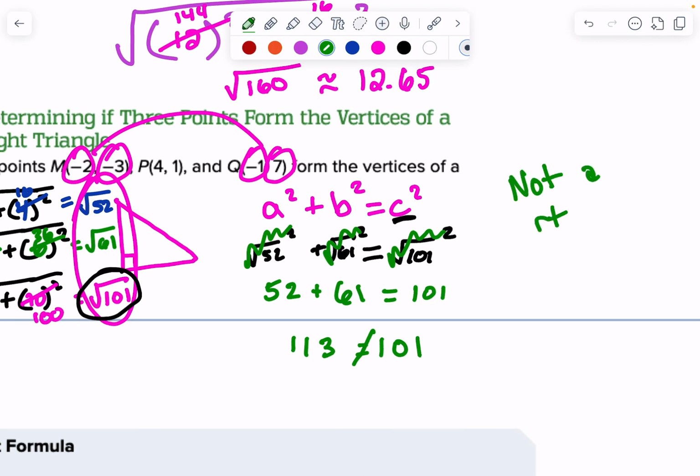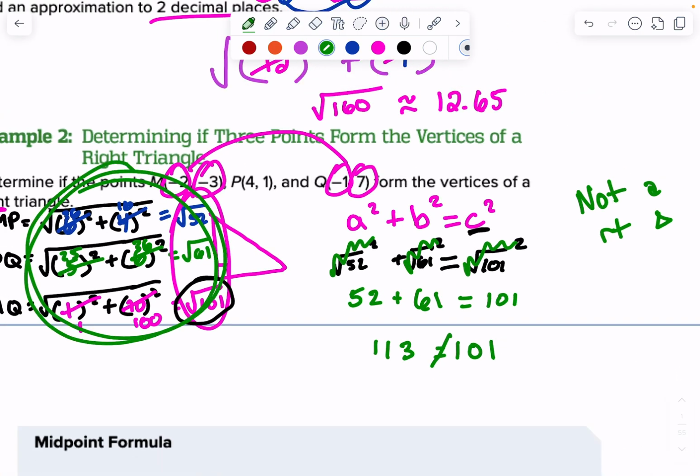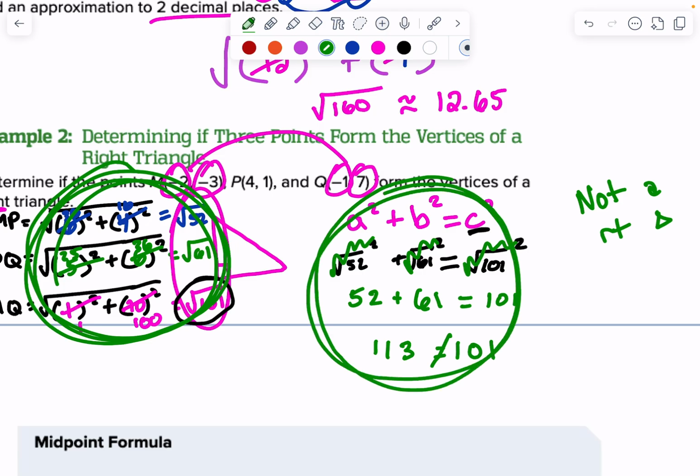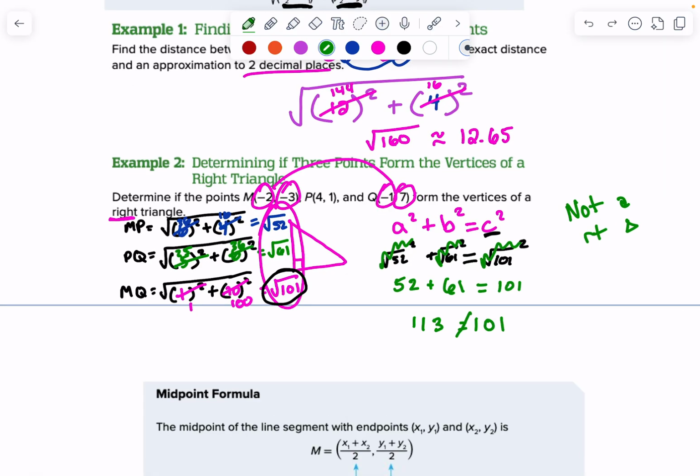Okay, kind of a weird thing, because we used basically the distance formula, which is the Pythagorean theorem, to figure out the distance of each side. And then we used the Pythagorean theorem again to figure out whether it was a right triangle. So kind of an interesting method, okay? But that one is not a right triangle.